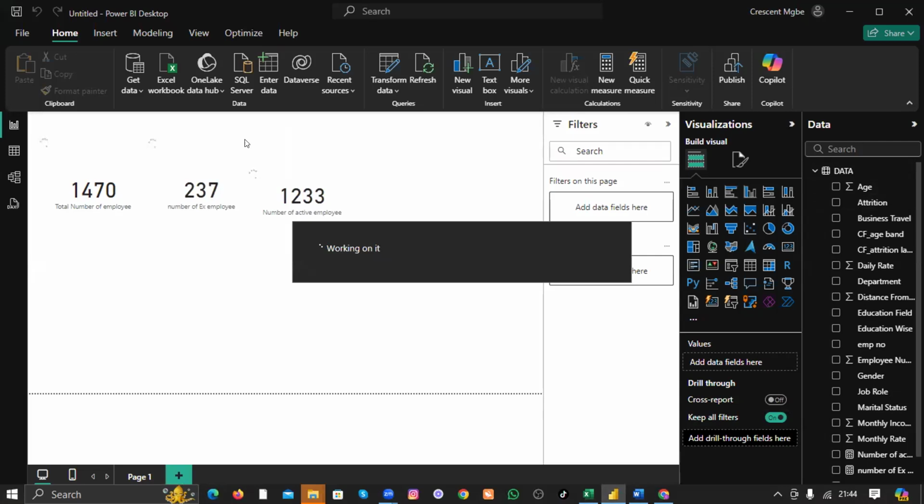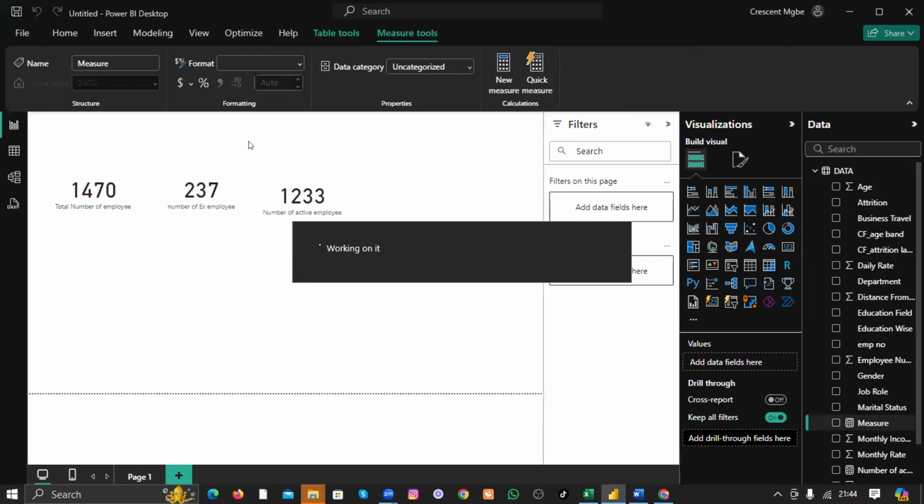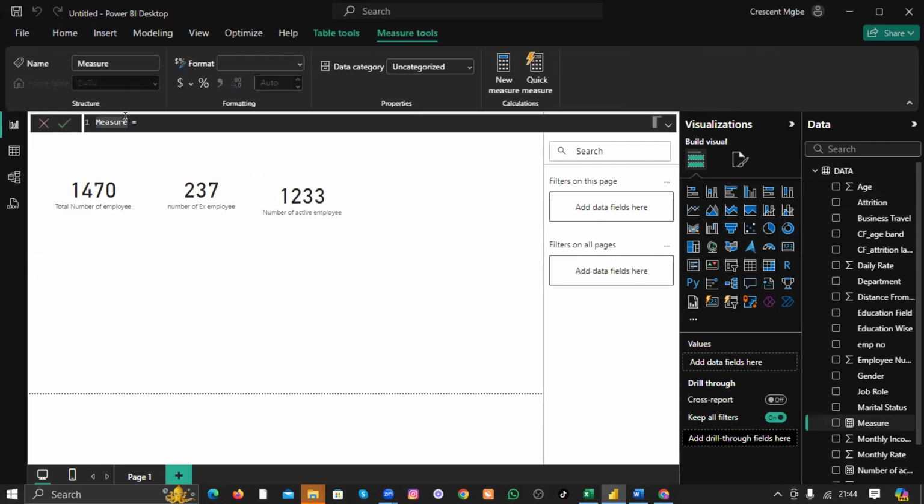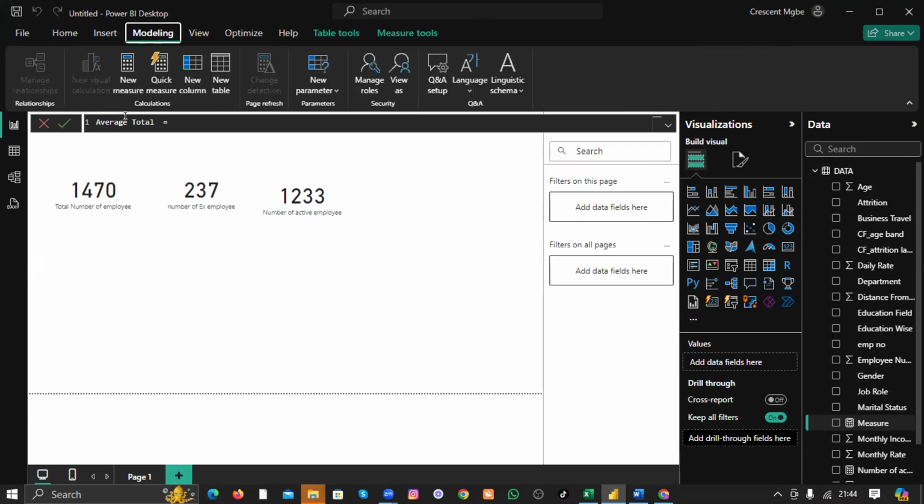So let's create a measure for that. This measure is going to be the average total number of employees.